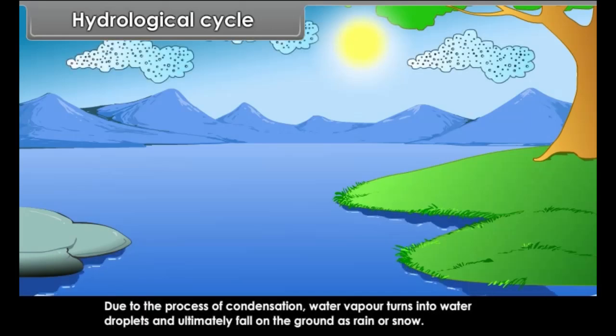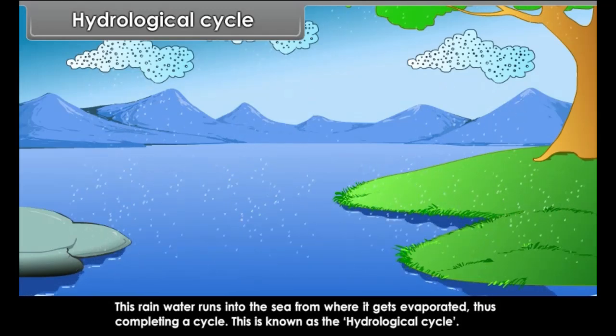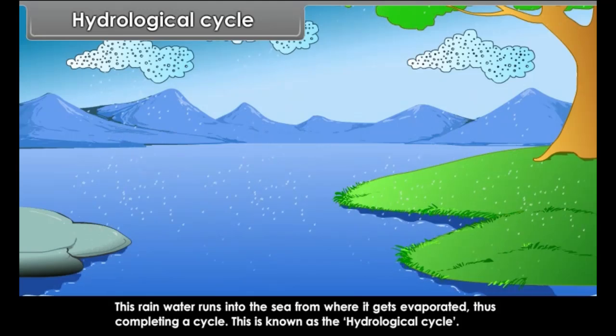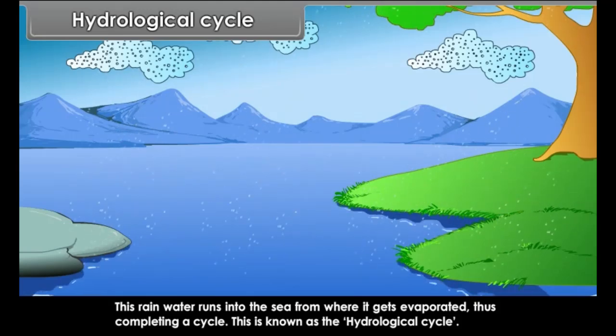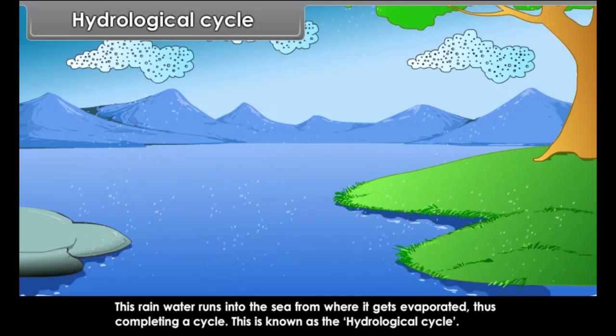Due to the process of condensation, water vapor turns into water droplets and ultimately fall on the ground as rain or snow. This rainwater runs into the sea from where it gets evaporated, thus completing a cycle. This is known as the hydrological cycle.